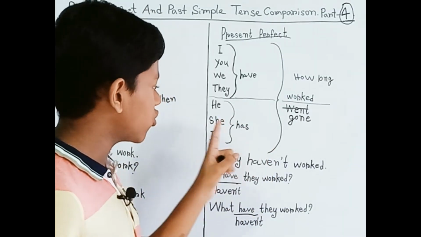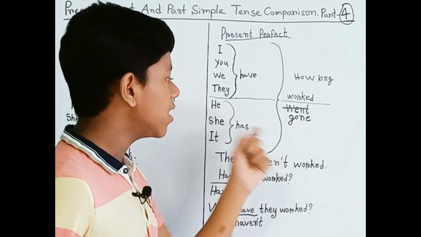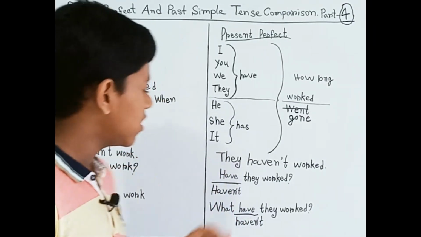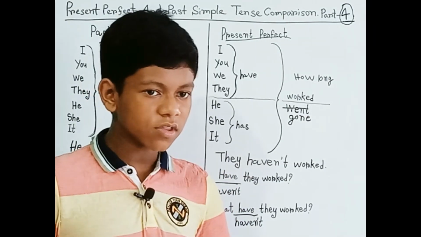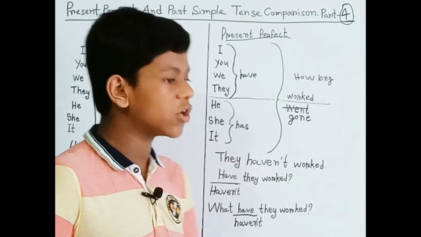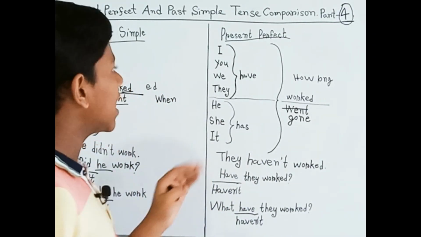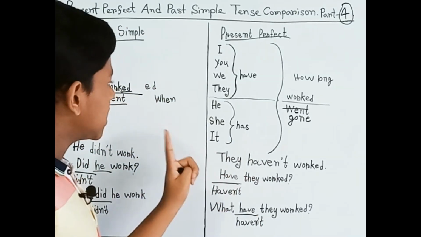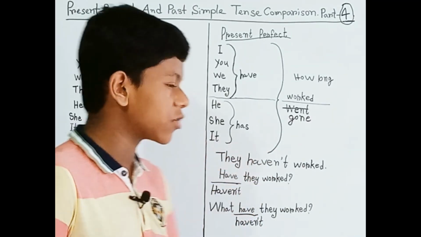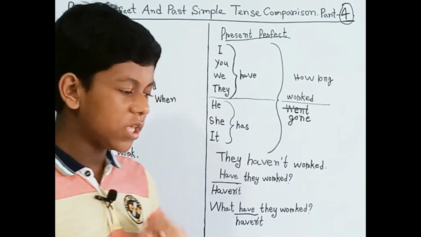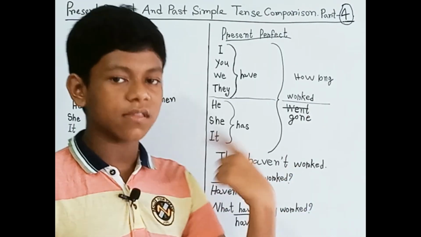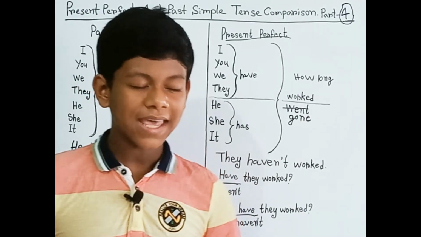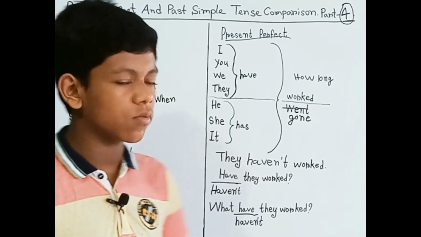But it changes a little bit. He has worked, she has worked, it has worked. Same with what? The irregular one. Okay? The next is, we can also say like this, they haven't worked. Imagine like this, I haven't worked, you haven't worked, they haven't worked. Okay, we can also add the extension. They haven't worked at the cafe. They haven't worked at his house.